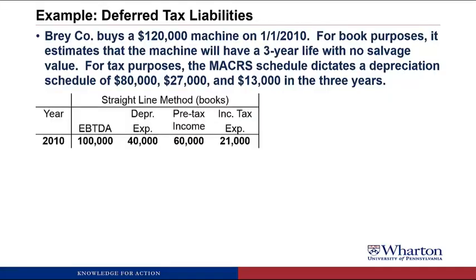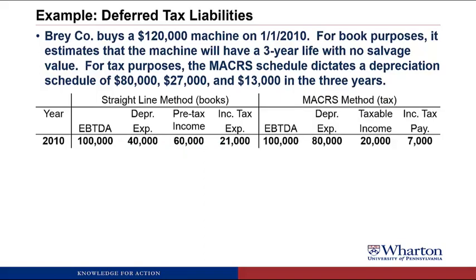So on the left side of the screen, or the debit side of the screen, we're going to keep track of what's going on in the books where they're using straight line depreciation. So for 2010, we're going to assume that earnings before taxes, depreciation, and amortization is $100,000. Then we'll subtract the $40,000 of depreciation expense. $40,000 is the straight line method depreciation. $120,000 minus no salvage value divided by 3-year life is $40,000 per year. If we subtract that $40,000 from $100,000, we get pre-tax income of $60,000. Then we'll take that pre-tax income times 35% to get income tax expense of $21,000.